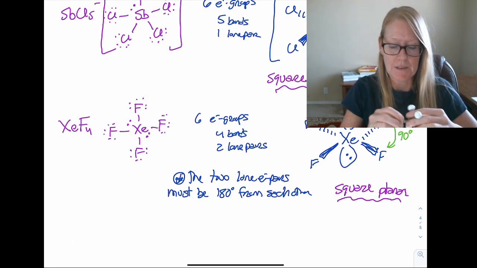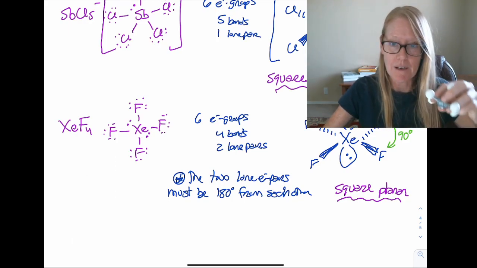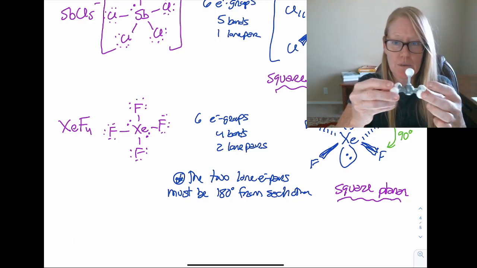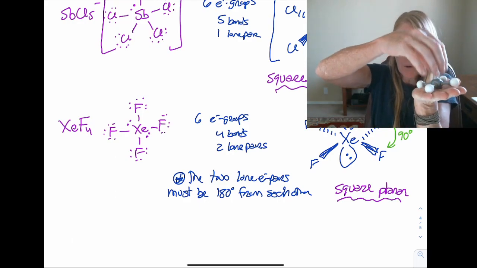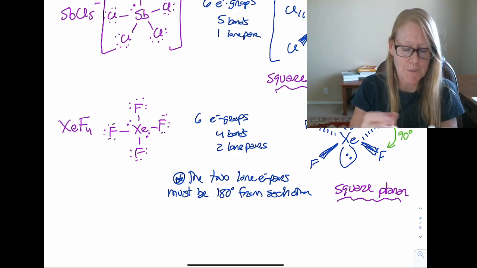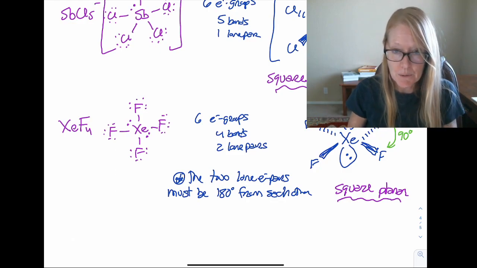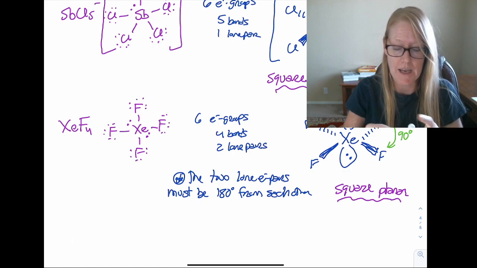The first one that we did, where we replaced a bond with a lone pair, I took off the bottom one. So I have 4 around the middle, and then one goes up to form a little pyramid. So square pyramidal. And remember, if you have 2 lone pairs, they have to be across from each other, 180 degrees.